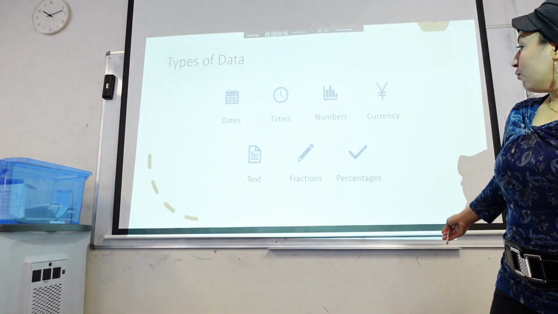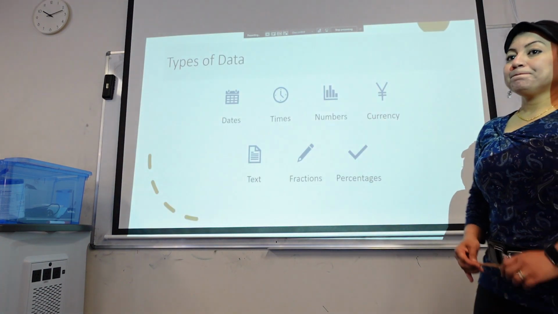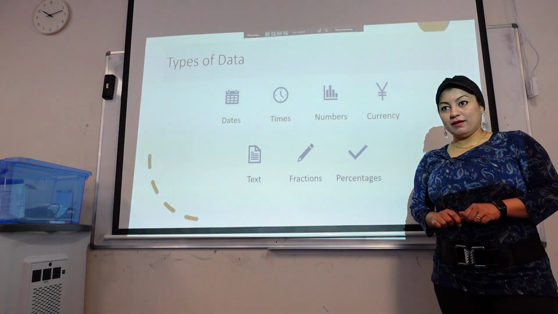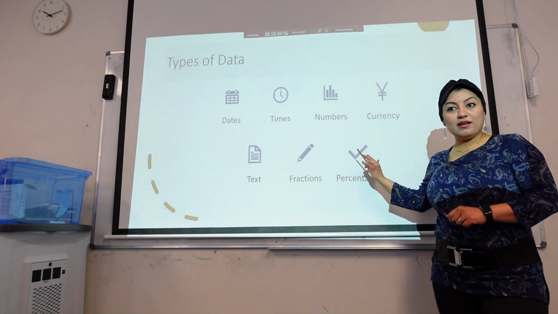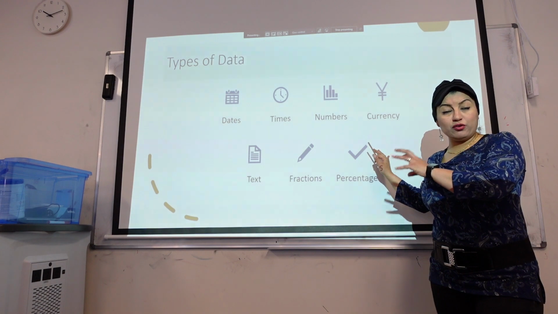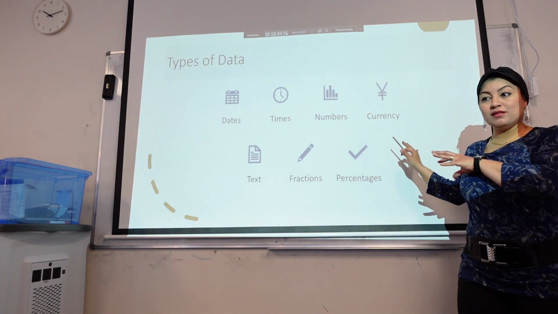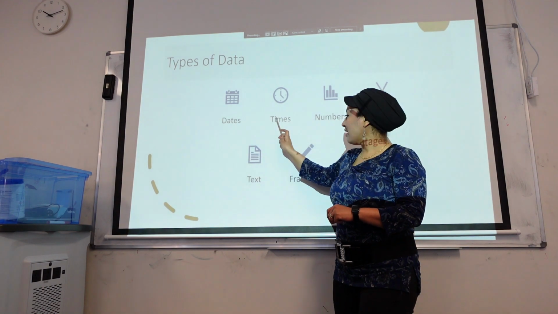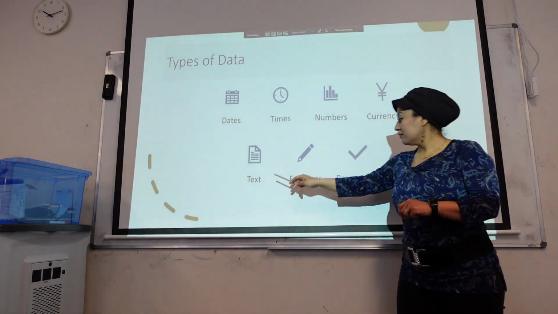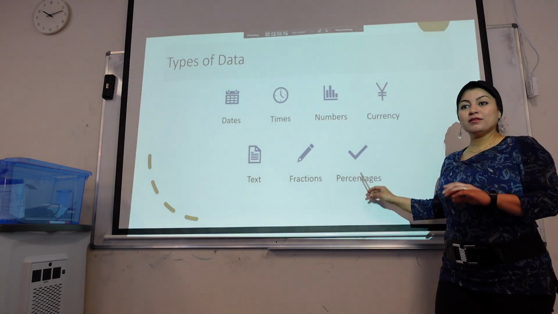But this is what we prefer. Everything should start in the bar. Oh, in here. Exactly. So what are the types of data that you can store and work on using this kind of program? It's dates, times, numbers, currency, text, fractions, and percentages.